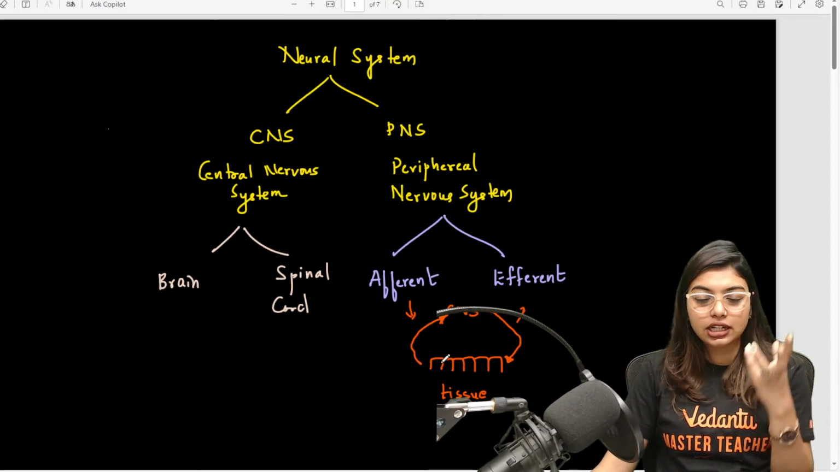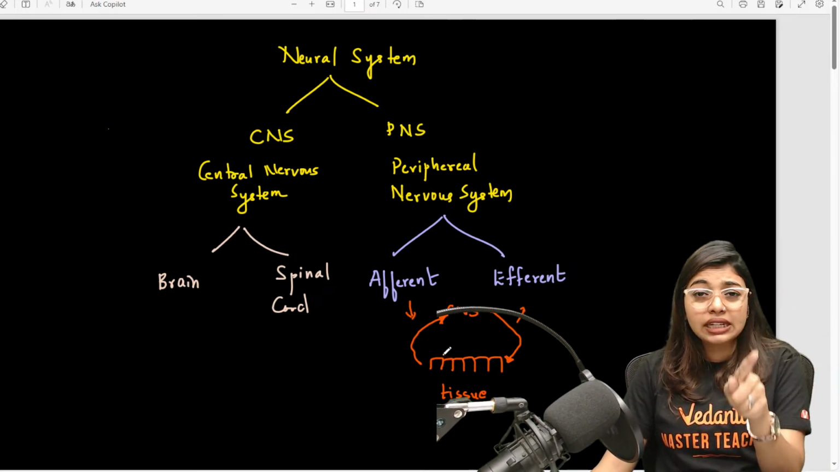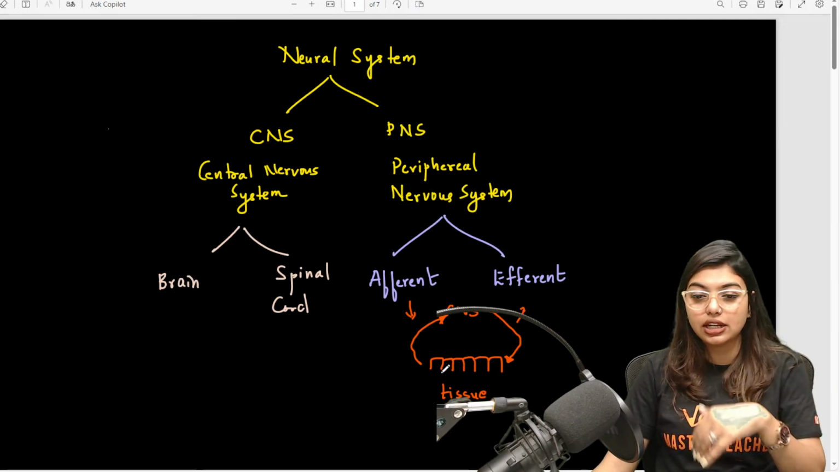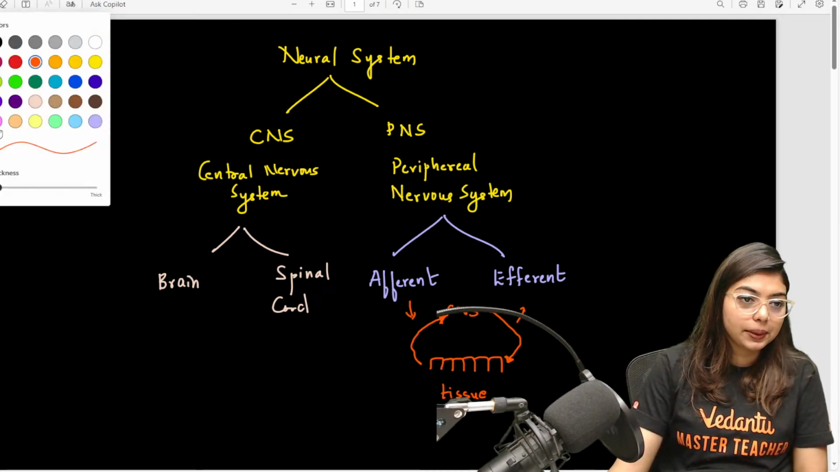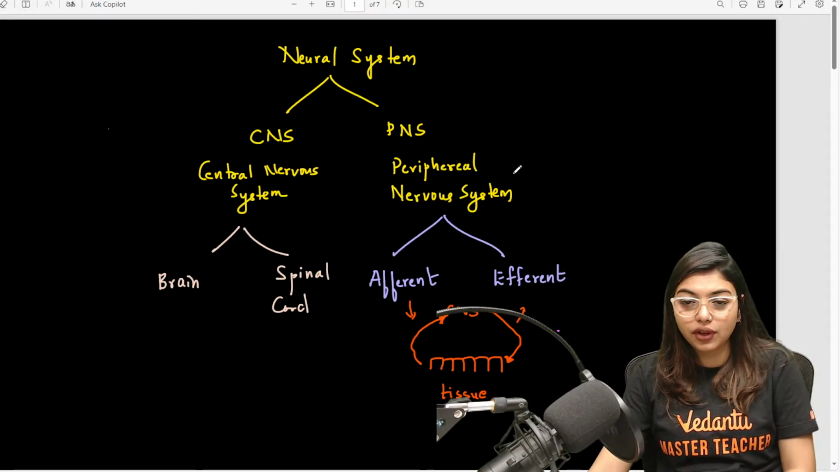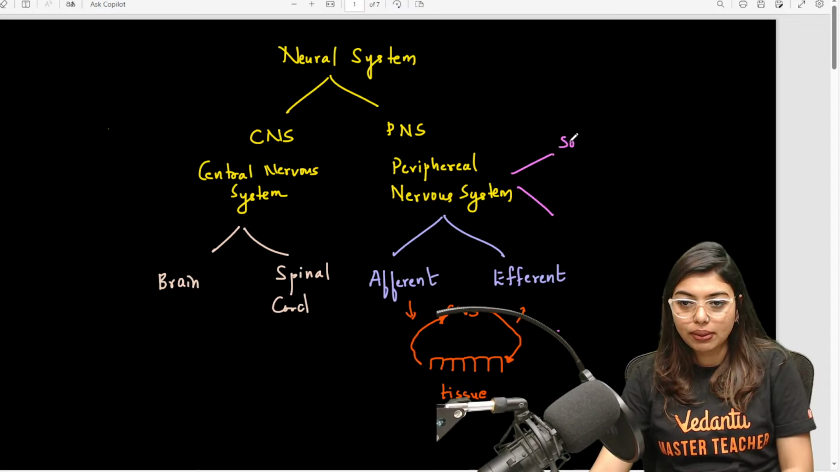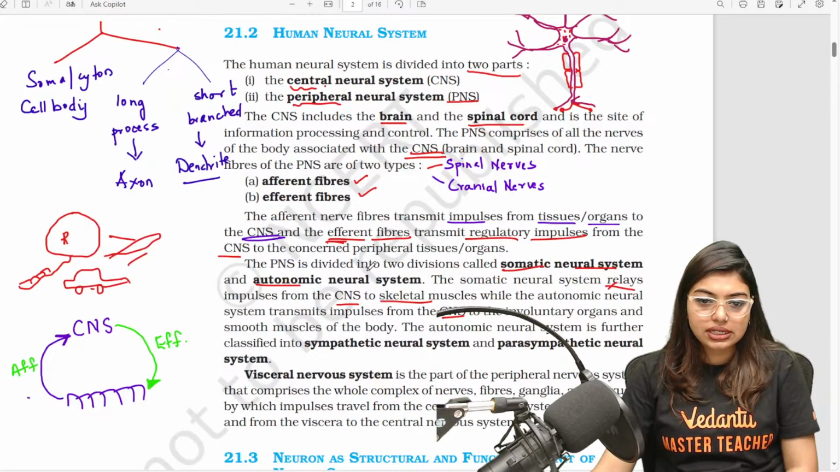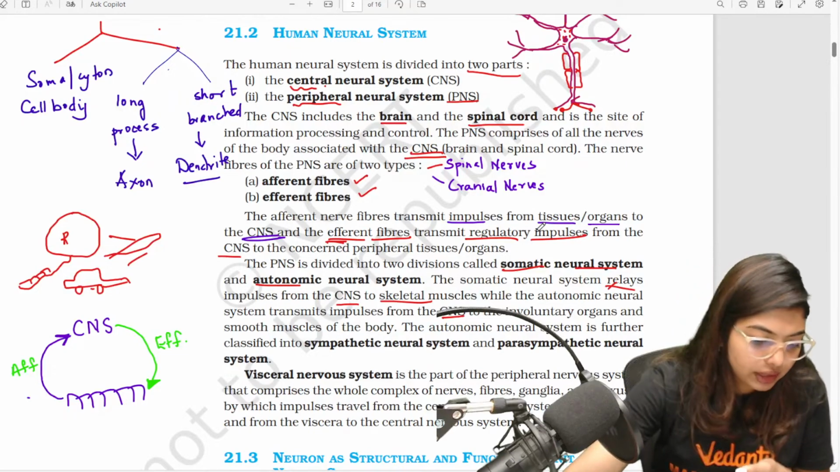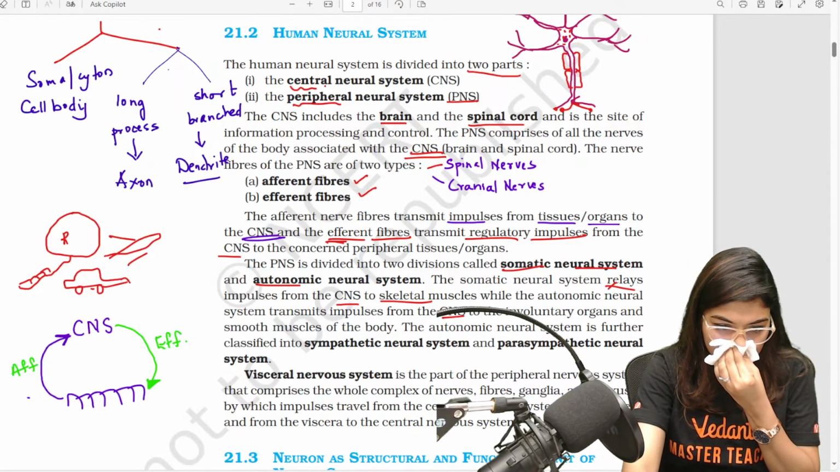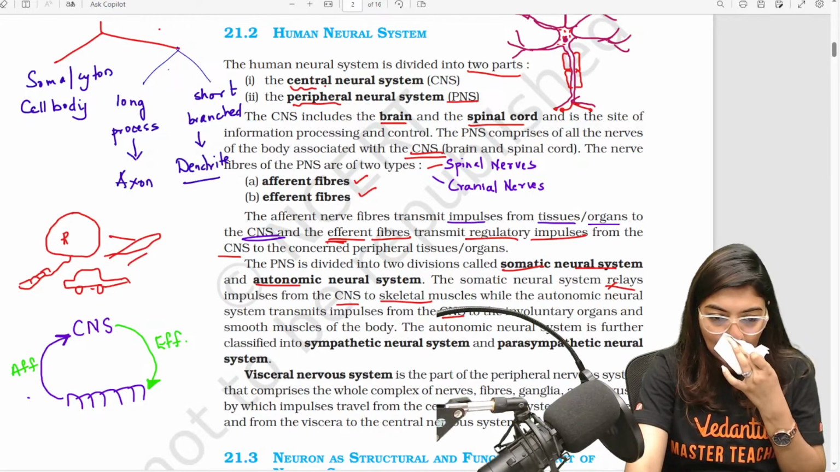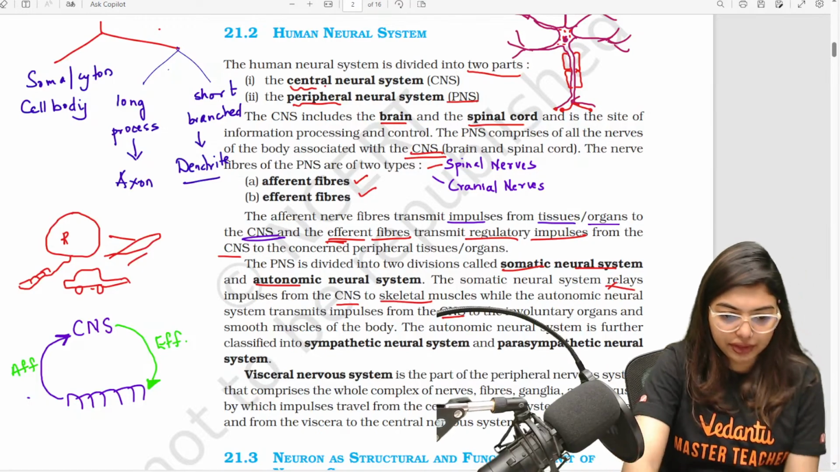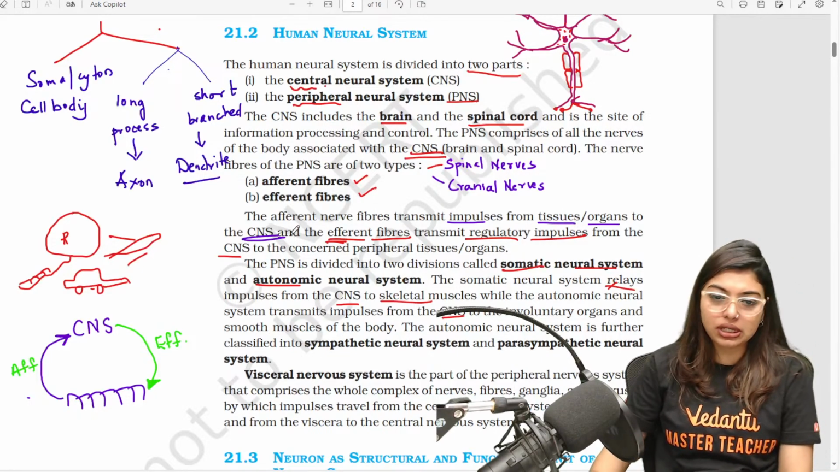Afferent is going to carry the signals from the tissues to the CNS, and efferent is going to give the regulatory response from the CNS to the tissues. Okay, now they have told that this is further divided into two categories, that is called the somatic nervous system and the autonomic nervous system. Right here you can see the somatic neural system and the autonomic neural system.